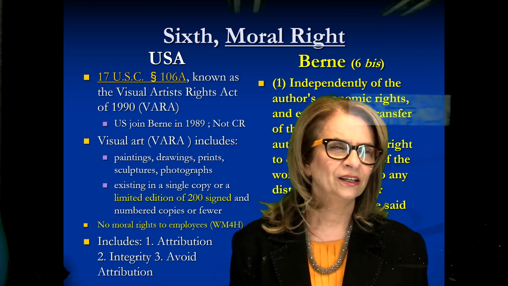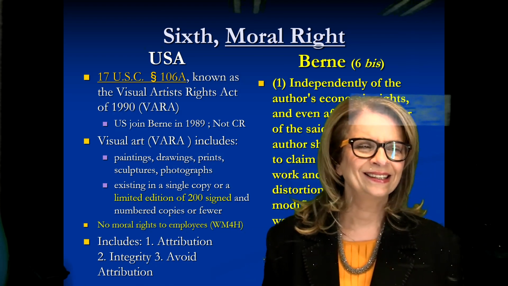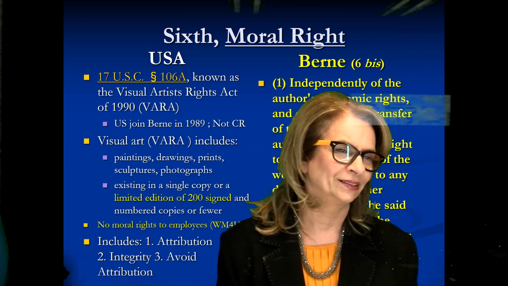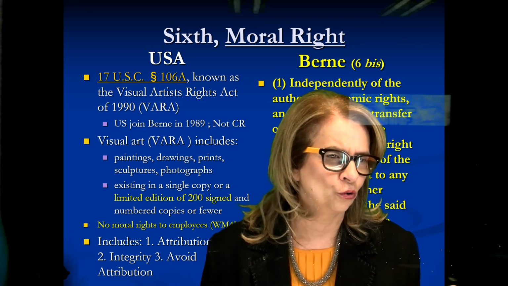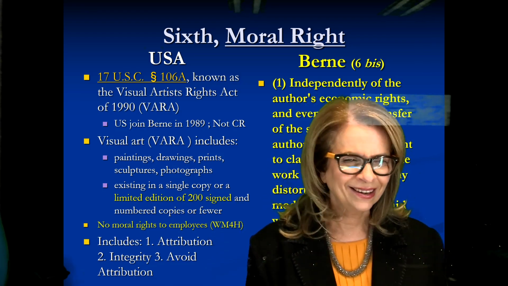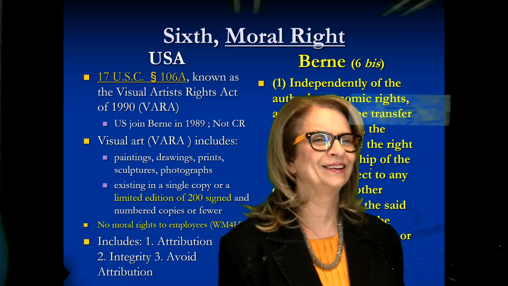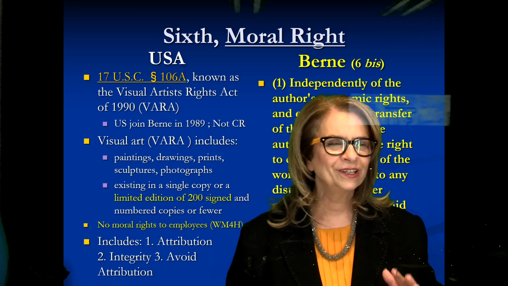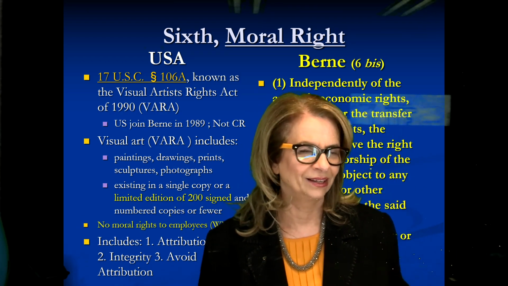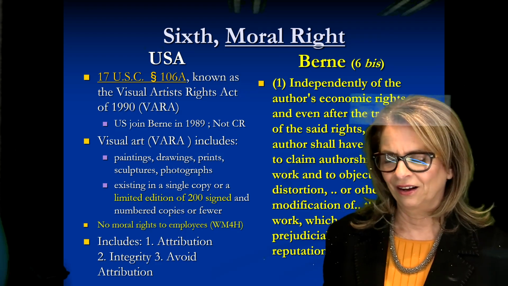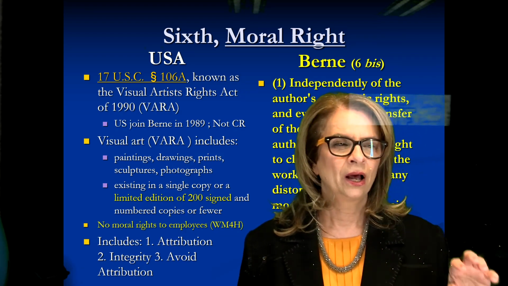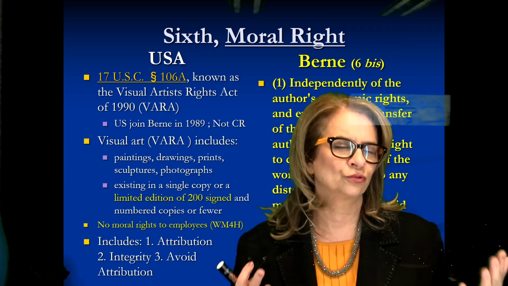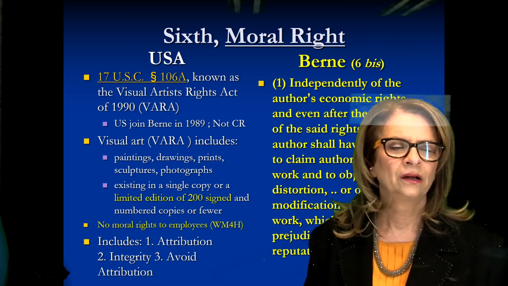17 U.S. Code, Section 106A, known as VARA, the Visual Artists Rights Act, was enacted in 1990. The United States didn't like the moral right because it gives much more control to the author. So for almost 100 years, they refused to sign the Berne Convention. At the end of the day, they did a compromise, and the United States did sign the Berne Convention, but with this exception. It's a right that contradicts the law and economics reasoning.